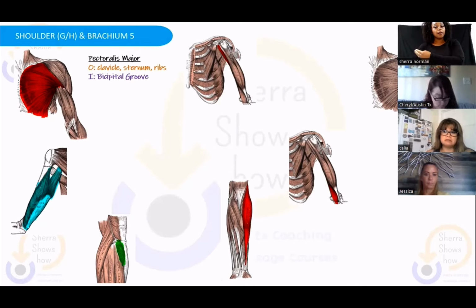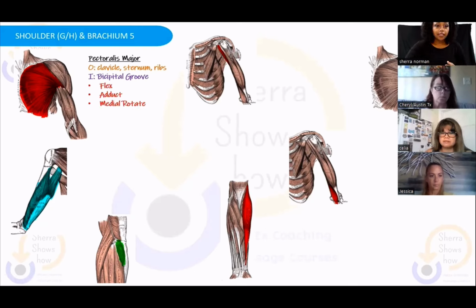Teres major, latissimus dorsi, pectoralis major, all insert right here on the front of the shoulder. They pass through the axillary to the bicipital groove, okay? So pectoralis major is on the front. It's going to flex. It's going to adduct because it's down here. It adducts. It pulls into adduction. And it's on the front, so it medially rotates. It's pulling the front of that humerus towards itself. So adduction, flexion, medial rotation.